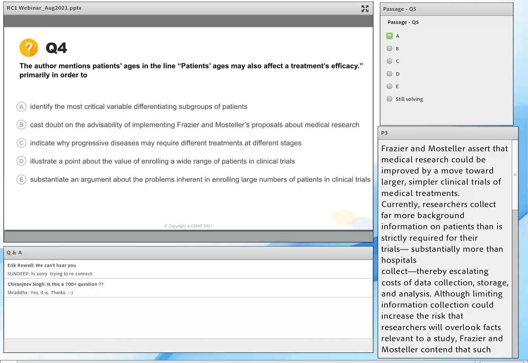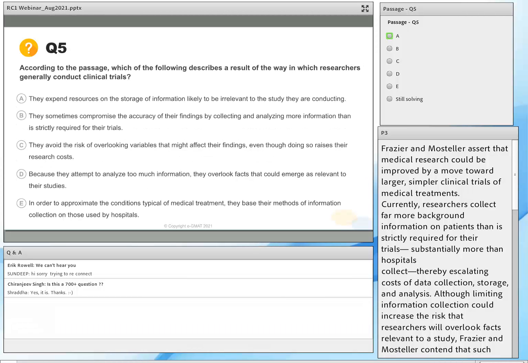Last question. Let's get to a few more still solving. All right, here is the very last question for this session. According to the passage, which of the following describes? That's our last question. All the best.